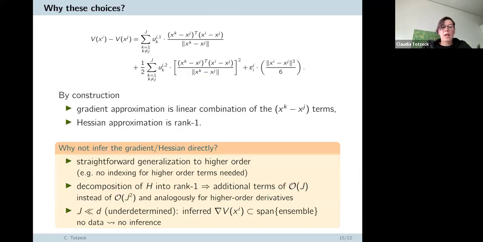What is also nice, at least in my point of view, you can argue about that, is if your ensemble size, so the number of particles, is less than the dimension of your state space, then you do not infer information that you don't have. Having this approach, the gradient of V is always in the span of the ensemble. So if you don't have data, you don't make weird assumptions or things you don't have your hands on in the inference, which I think is reasonable. Of course, you can be lucky, but I think that's good.